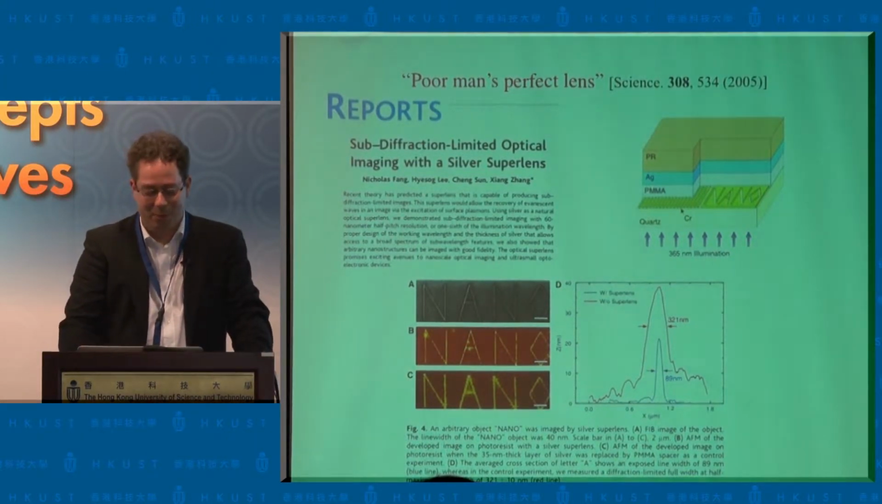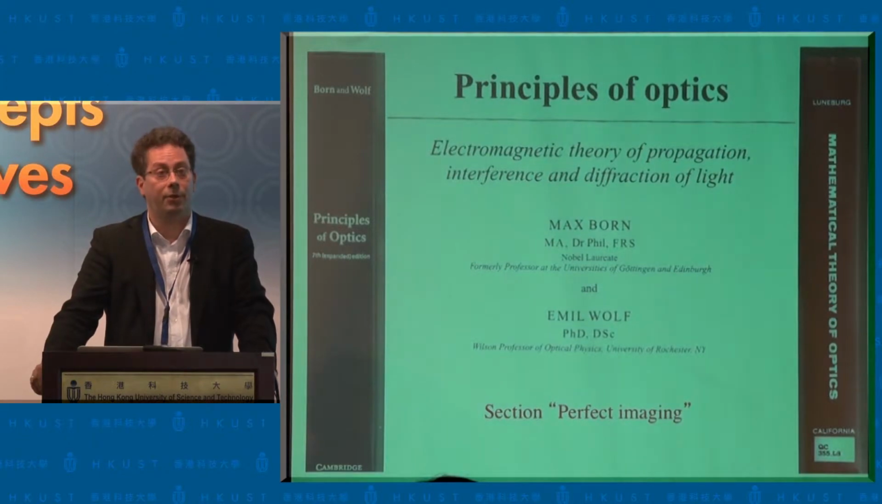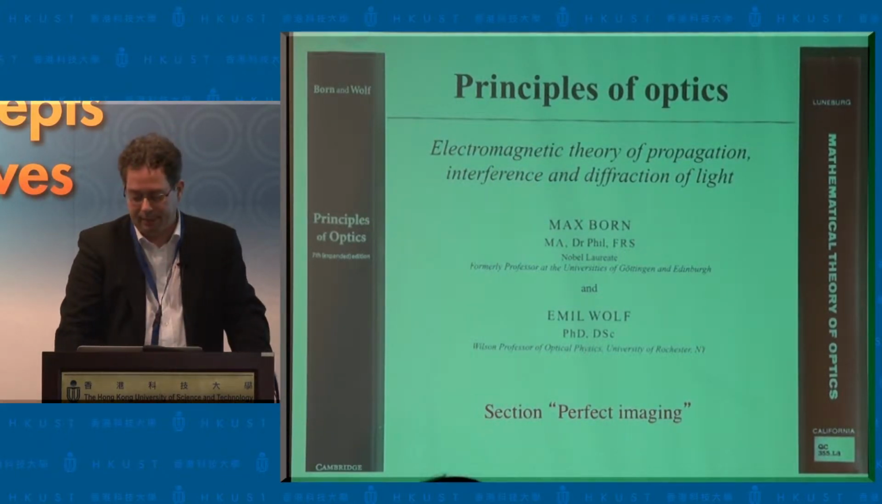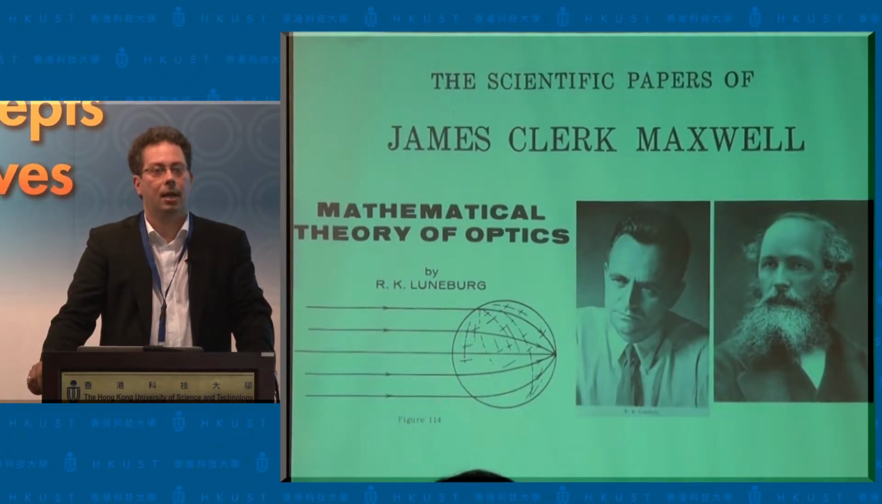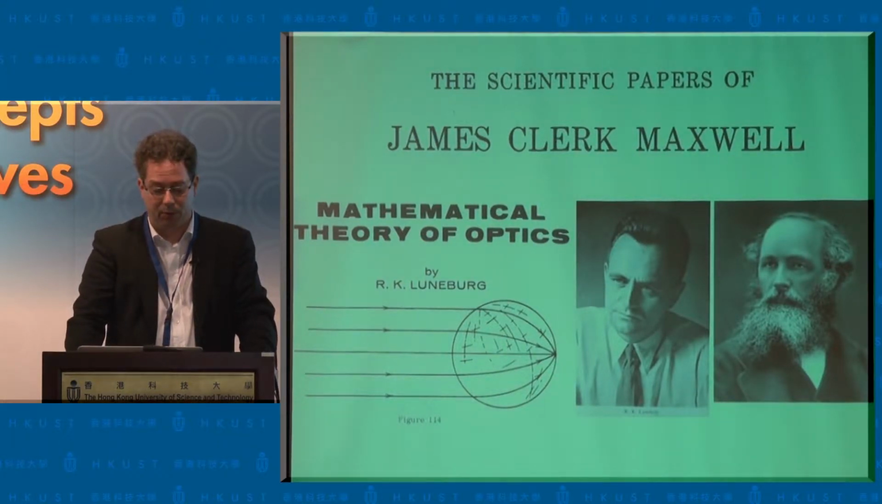And one is a positive alternative to negative refraction, and that actually is very old. And in order to find this, all you have to do is to open Principles of Optics by Born and Wolf, and there's an entire section called Perfect Imaging. And the subject goes further back. It goes back to works by Maxwell himself that he did as a student at Trinity College in Cambridge, and it was given a beautiful geometrical form by Luneburg around 1944.